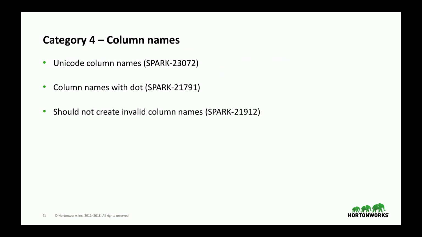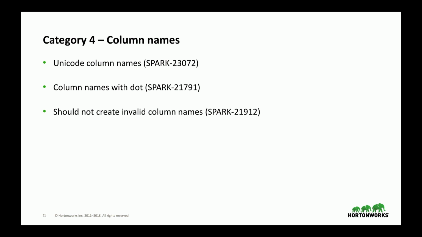The other thing is column names. I repeatedly said this because not all data sources are the same. ORC specifically did not support Unicode column names. That was the issue for many data scientists. So it is resolved in Spark 2.3.